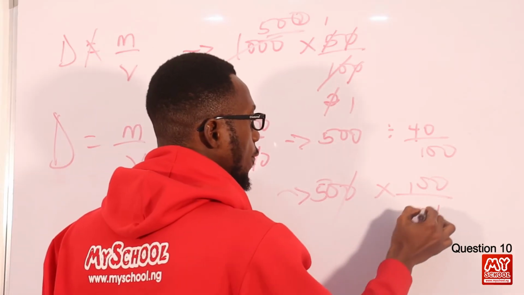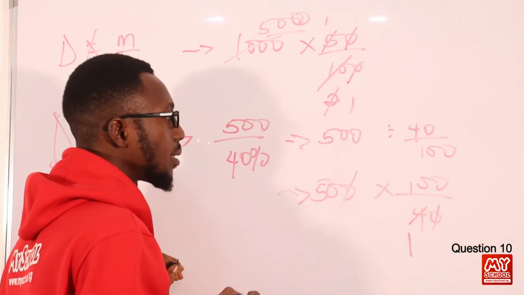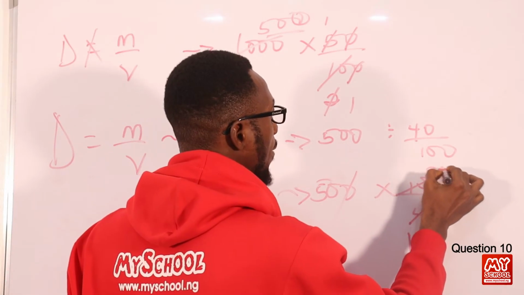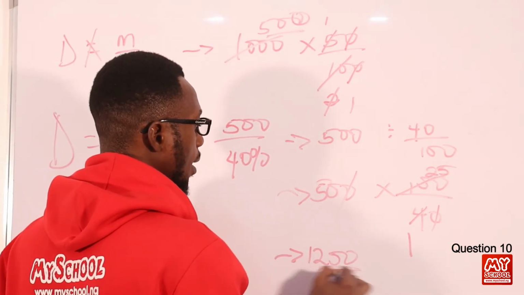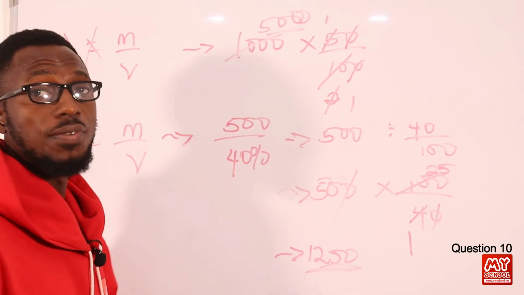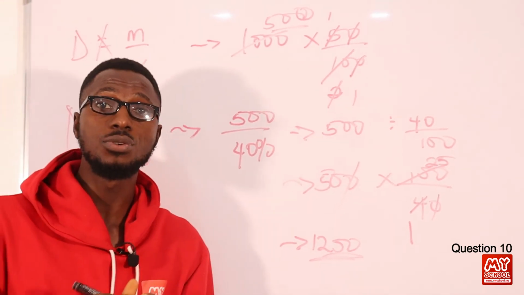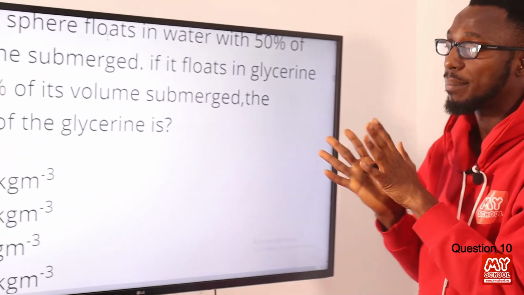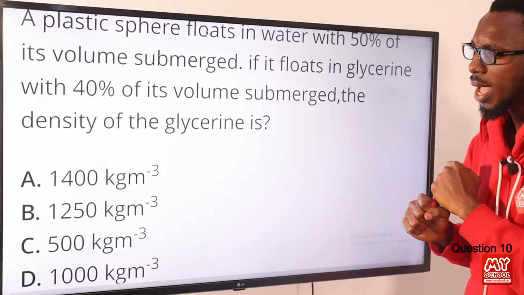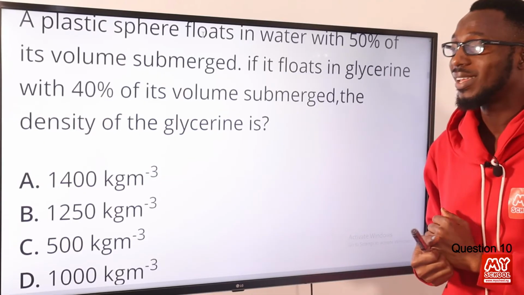I have 4 into 1, then I have 4 into 25. So 25 times 50, I should have 1250. So let's see if we have 1250 provided in the options, alongside this unit, kg per meter cube. Okay, so I have that in option B. So option B is the right option.